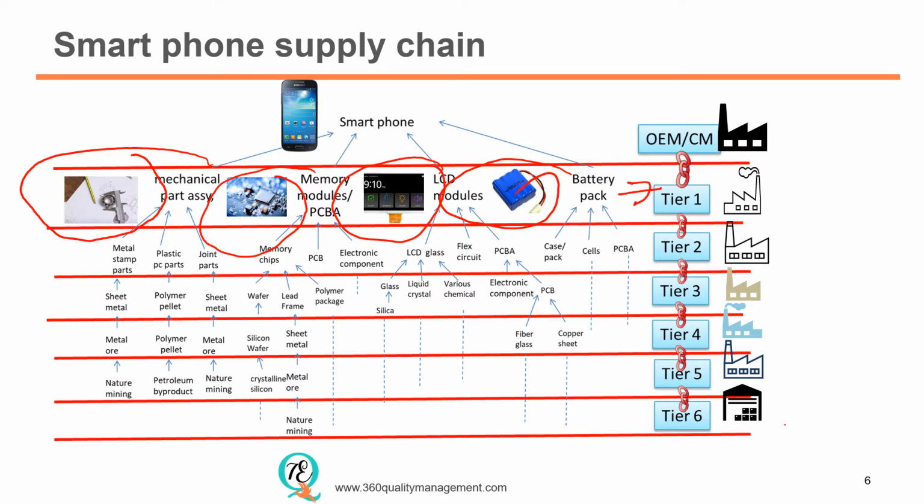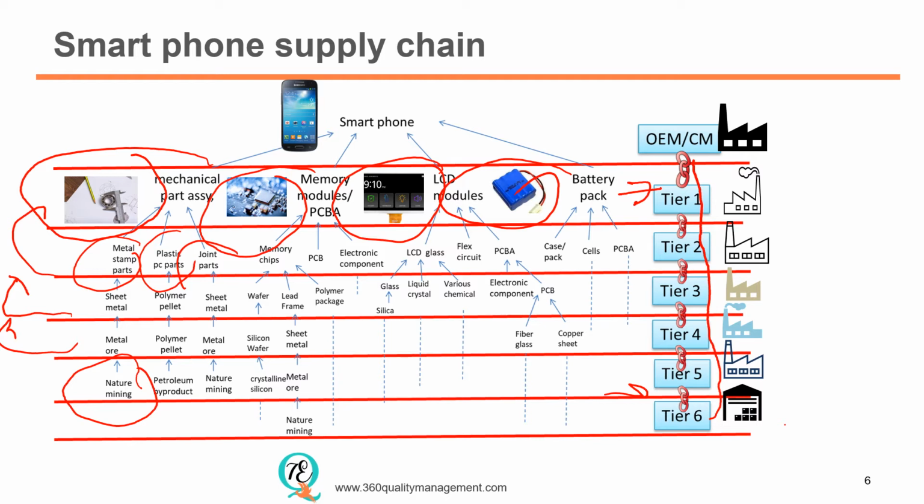This is tier 1, and tier 2 will consist of these materials and the subparts that are used to make all this material. And maybe tier 3 will have a slightly more raw form in a sheet metal form, and tier 4 is metal ore and Mother Nature mining at tier 5 or tier 6. So all these are linked together, and in between there will be distribution centers, logistics, transportation. So this is the whole overview of a smartphone supply chain.